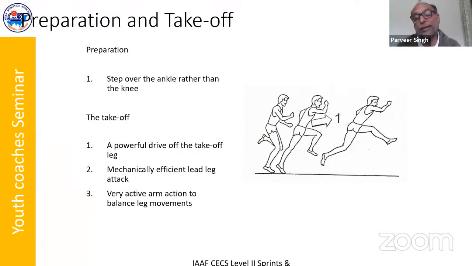So it's a very active action from the arms to balance movement, because if it is not active, it will cause rotation in the upper body. Because our lead leg is moving forward, to counter that, the opposite arm moves forward so that the shoulders remain square at this moment. It is a very active arm movement.